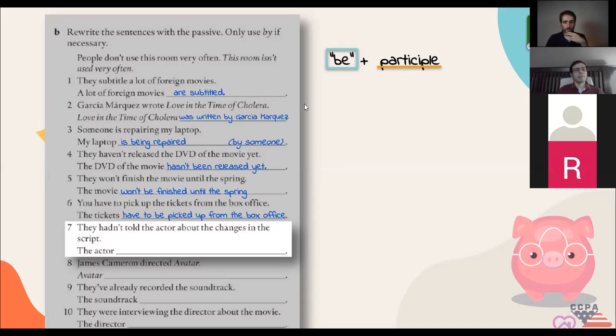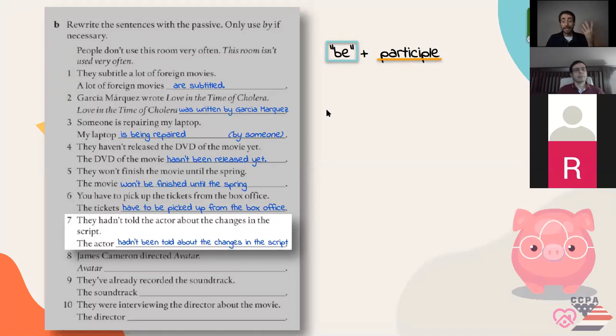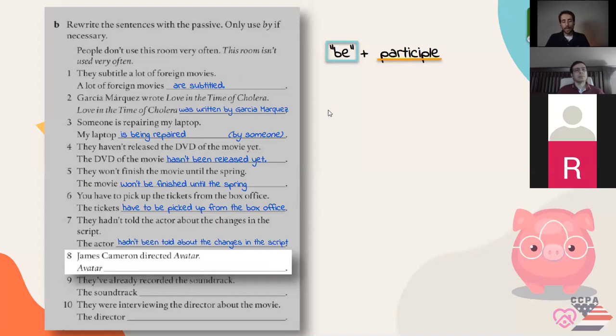No? Let's reveal. The actor hadn't been told. Not hasn't, because hasn't is present perfect, but hadn't. Yes, the actor hadn't been told about the changes in the script. Now, number 8. James Cameron directed Avatar. This is a bit more straightforward, and it's an expression that we might be more familiar with because it's what we typically see at the beginning or maybe at the ending of a movie.